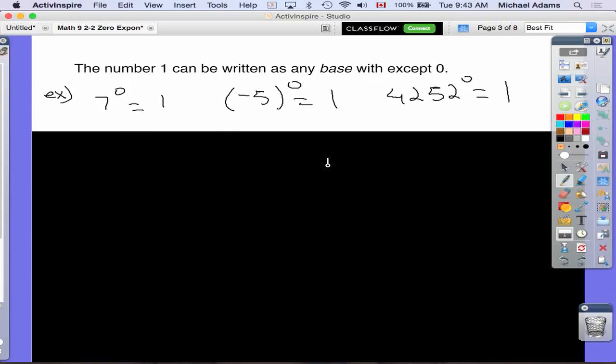So we can make a similar table for the powers of any integer base except 0. Use any integer you want. The only integer that we cannot use is 0. 0 cannot be the base. So if I have 7 to the exponent 0, the answer is going to be 1. If I have negative 5 to the exponent 0, the answer is going to be 1. If I have 4,252 to the exponent 0, the answer is going to be 1. Doesn't matter what the base is. The base can be any number except for what? 0. And the answer will always be 1.